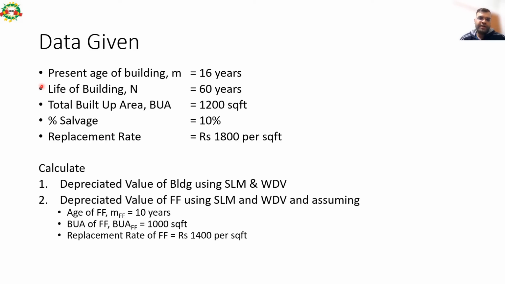Data given in the question is that the present age of the building is M, which is equal to 16 years. Life of the building N, so total 60 years. Total built up area of the building is 1200 square feet. Salvage percentage given in the question is 10%, and the replacement rate given in the question is 1800 rupees per square feet. So the depreciated value using SLM and WDV we have to calculate. So the 2 plus 2, 4 marks question is this, and the depreciated value of the first floor using the SLM method we have to calculate, assuming the age of the first floor is 10 years, built up area of the first floor 1000, and replacement rate of the first floor 1400.